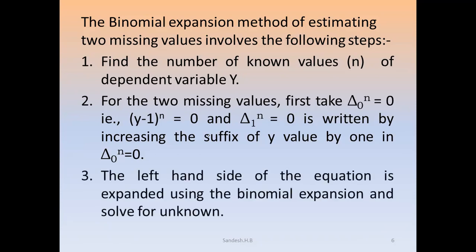Then third step, the left hand side of the equation is expanded using the binomial expansion and solved for the unknown. So these are the three steps involved in the binomial expansion method. These three steps are used to find the two missing values: one is the interpolated value and the other one is the extrapolated value.